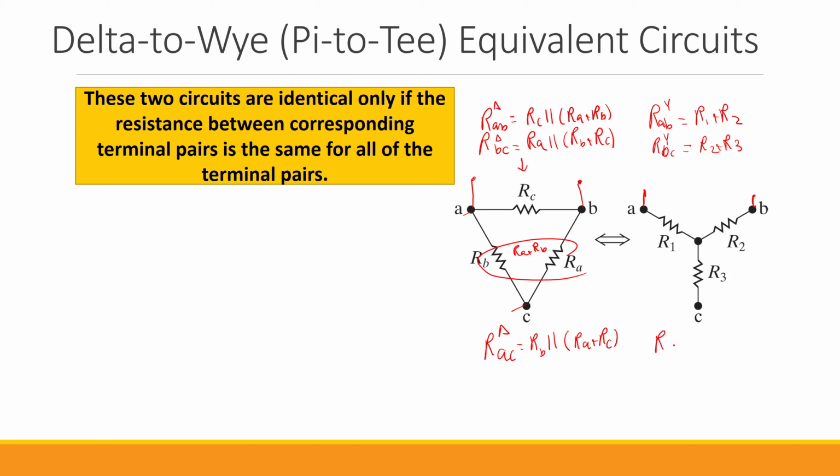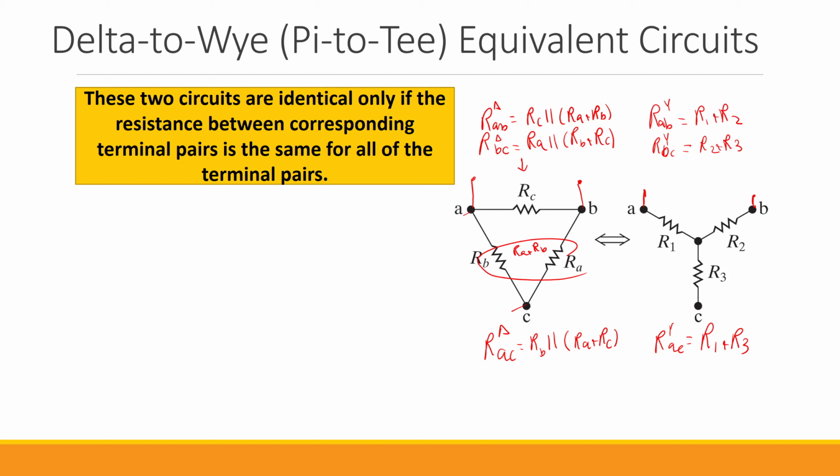So RAC for the Y configuration, since B is not connected anywhere, that means that R2 is open circuit, no current would go through it. So for all intents and purposes, R2 is not there. So it will be R1 plus R3.